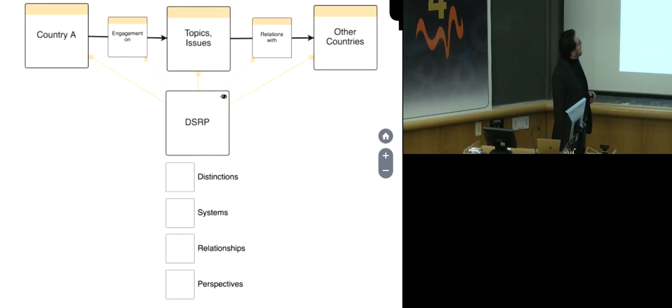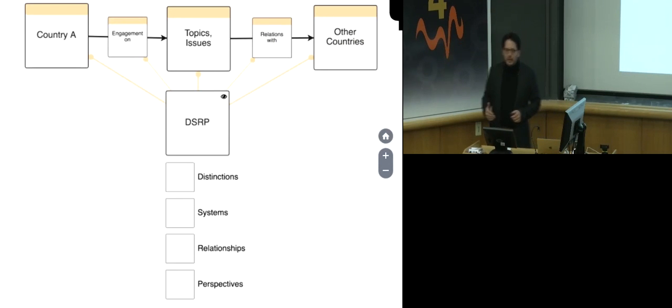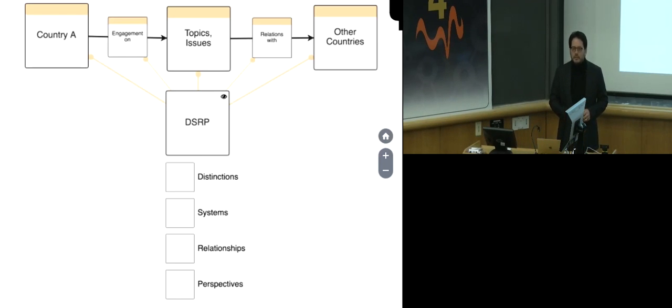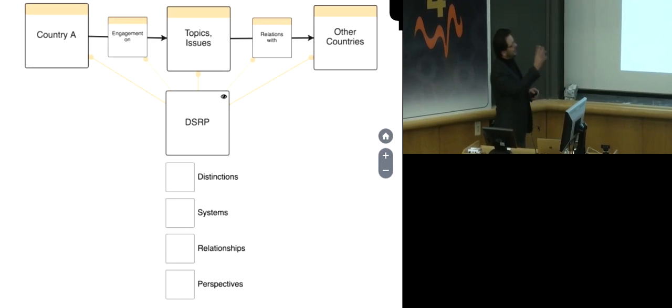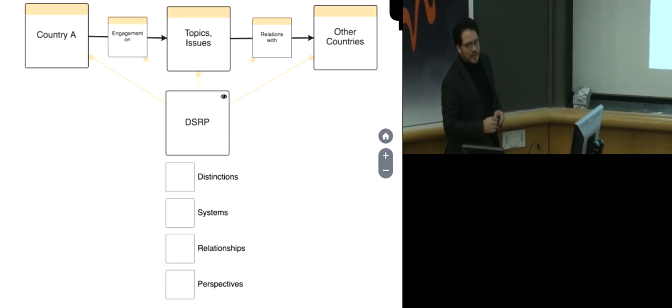So as a diplomat, how I think of my work, I've represented at the top a series of different ideas. Country A, engaging on particular topics in the context of relations with other countries. So we can use DSRP to unpack each of those different ideas and elements.